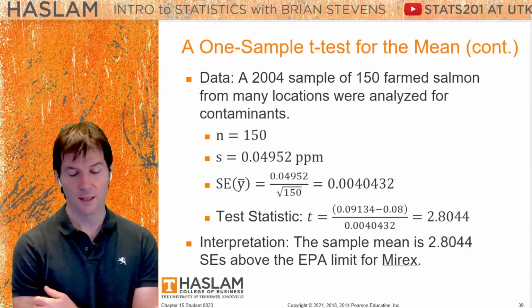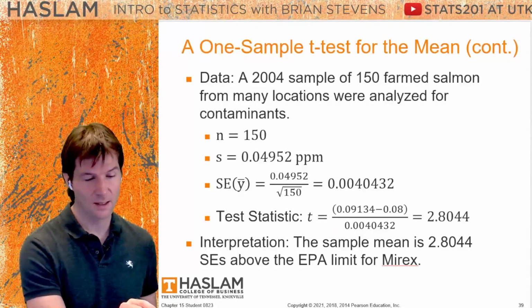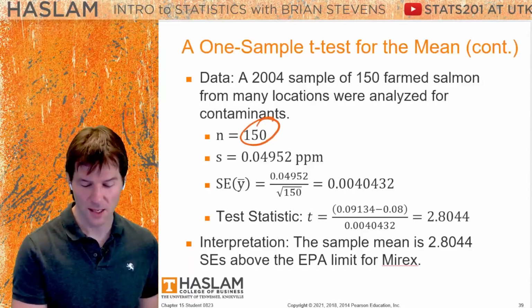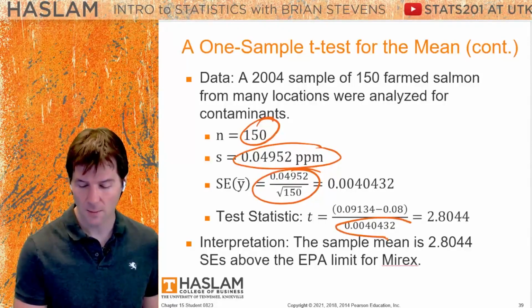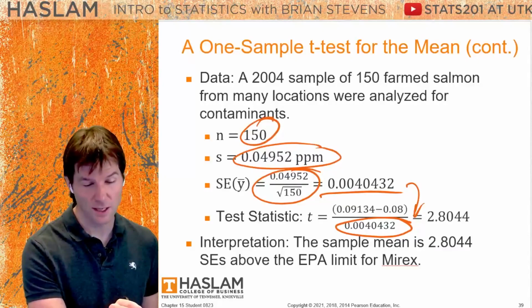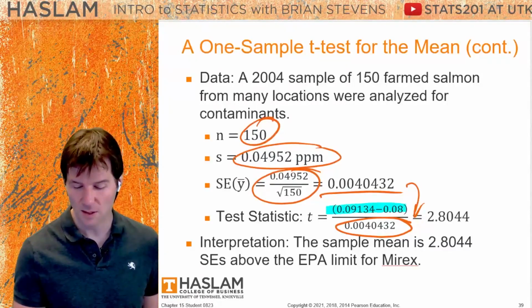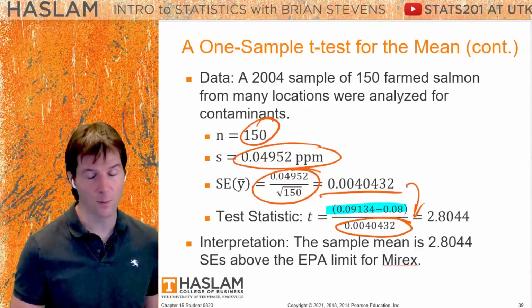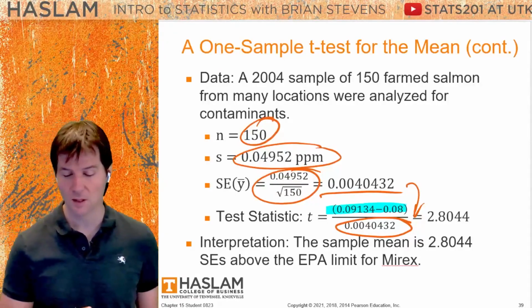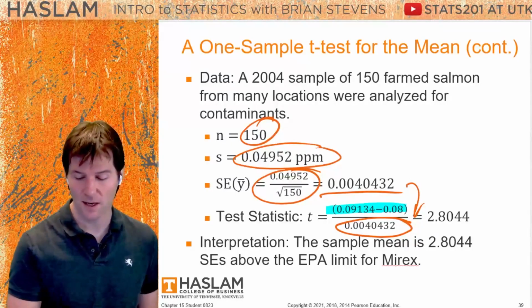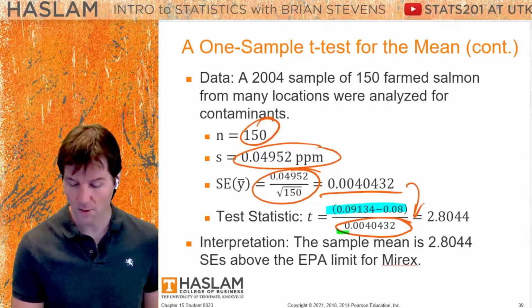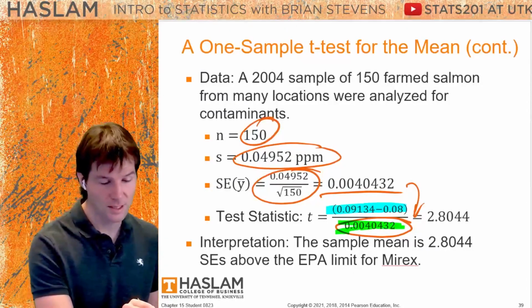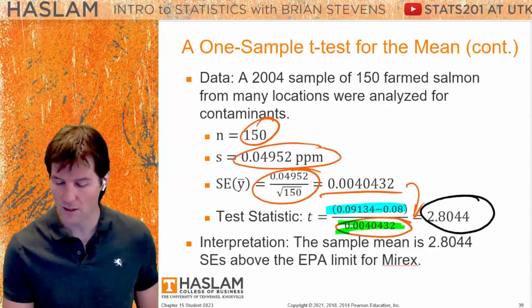We need to plug in the sample size and find the standard error. Here's the sample size, here's the standard deviation, and here's the standard error. That becomes the denominator of the equation down here to standardize the difference. Here's the difference from our sample mean. The sample mean was 0.0913 murex in the fish. The hypothesized value was 0.08, and the standard error is right here, leading to a t statistic of 2.8.